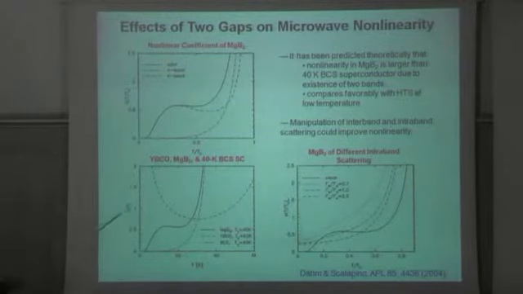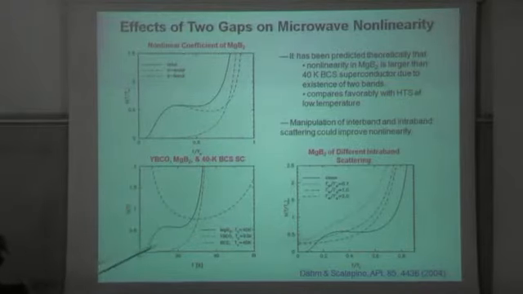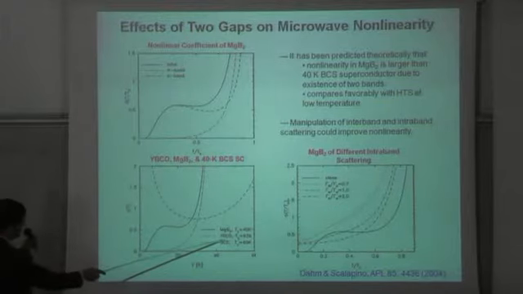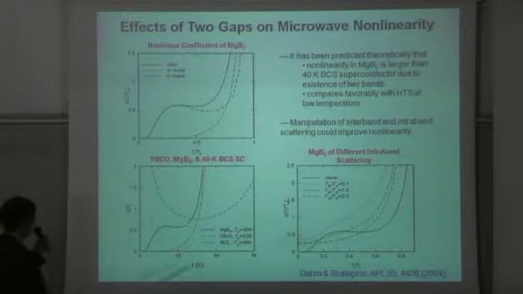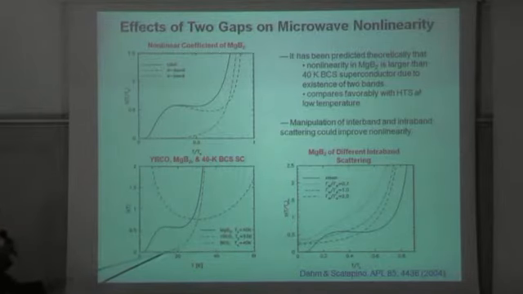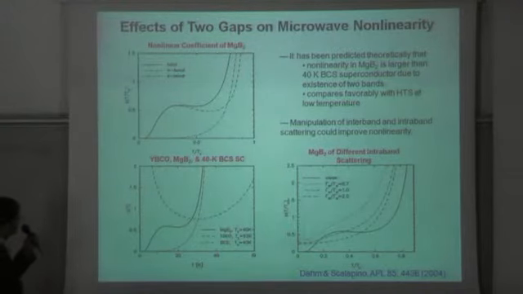And this plot compares this parameter for magnesium diboride, that's this solid line, and YBCO, that is this dashed line. It is known that for YBCO, the nonlinearity actually becomes worse at low temperature because of the d-wave pairing symmetry. And this line, again, is a BCS superconductor with TC equals 40 Kelvin, which is just for comparison. So at low temperature, it is better than YBCO, although you do have this shoulder.